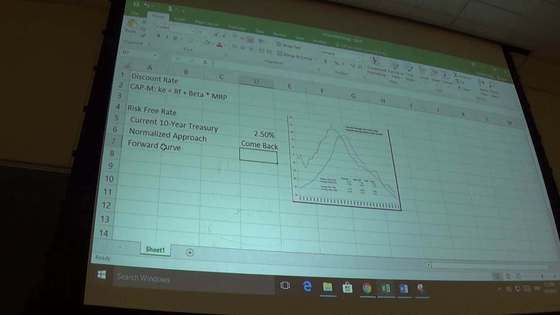Forward curve, there's a YouTube video on it. You don't have to do it, but I'd strongly recommend you know how to bootstrap the yield curve before you graduate, because it's really powerful. But I'll do it real quickly. What I'm going to do is the 10-year Treasury, the 20-year Treasury, and then the forward 10-year Treasury in 10 years.